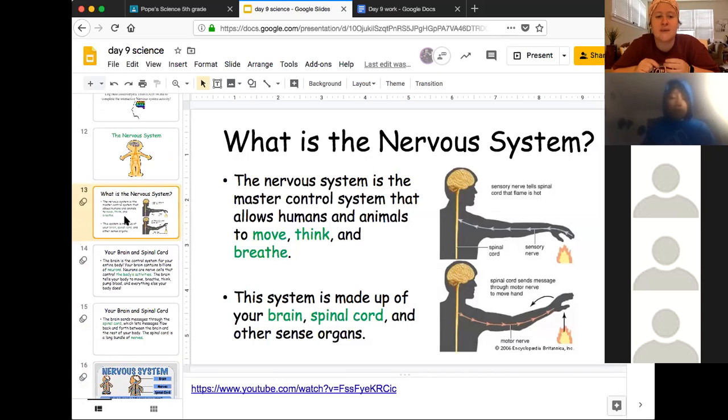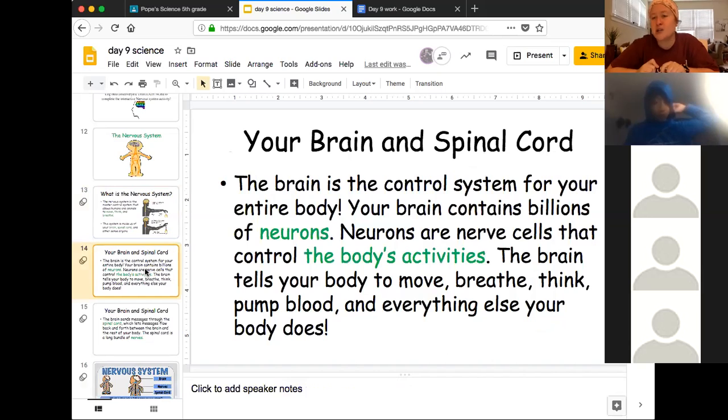The nervous system is the master control system, so your brain, that allows humans and animals to move, think, and breathe. This system is made up of your brain, your spinal cord that goes through your spine, and then your other organs that connect to those things. So your brain and your spinal cord.